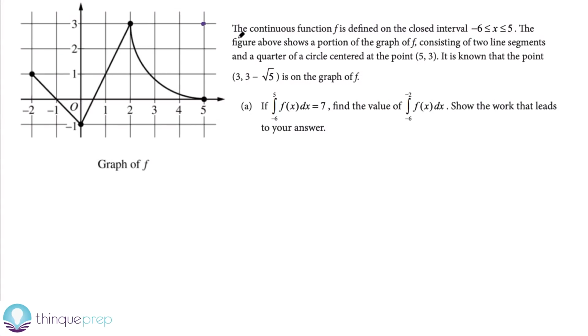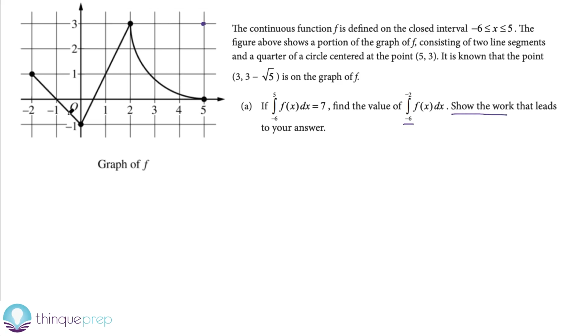In this question, we're given a continuous function that's defined on the interval -6 to 5, and it says the figure above shows a portion of the graph that consists of two line segments and a quarter circle centered at the point (5, 3). And they give us this other point on the graph. And then we're told that the integral from -6 to 5 of f(x) dx is equal to 7. Find the integral from -6 to -2 of f(x) dx and show the work that leads to your answer.